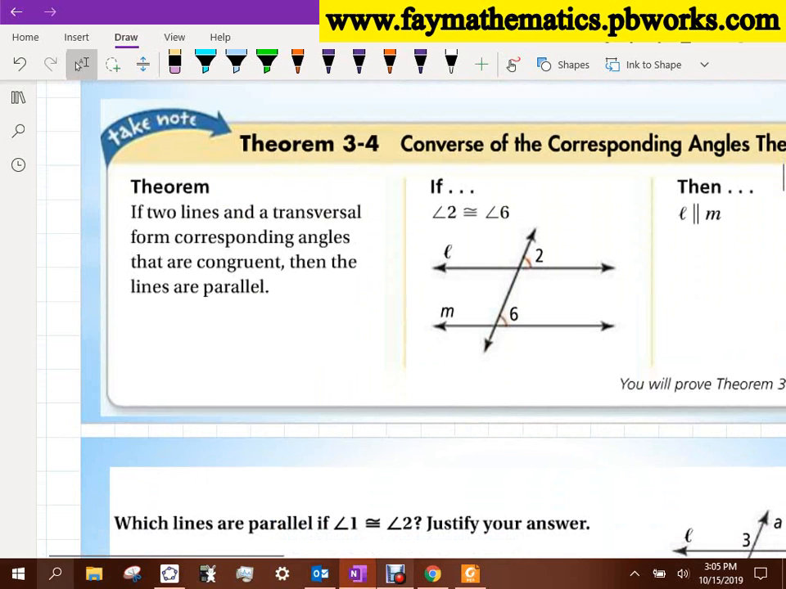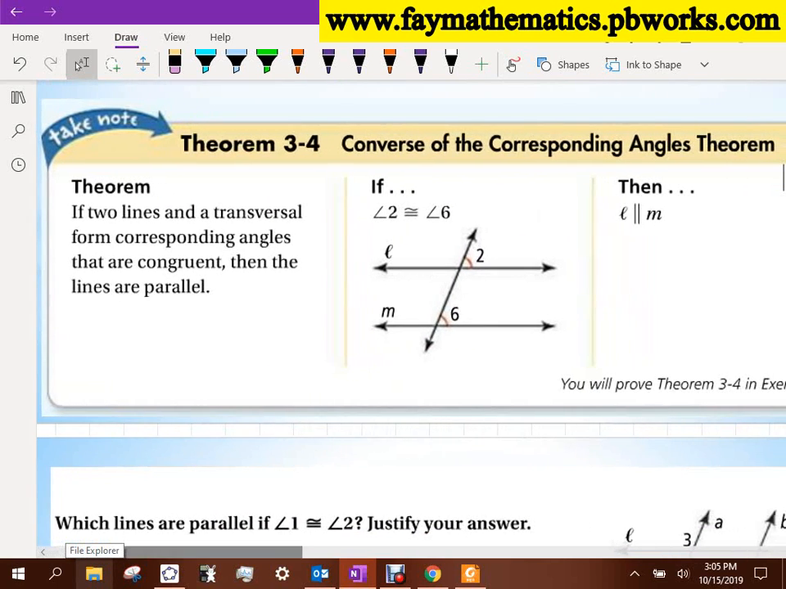If 2 lines and a transversal form congruent corresponding angles, then the lines are parallel. That is simply taking the statement from 3.2 and flipping the if and then.